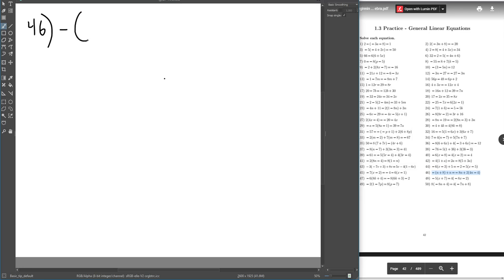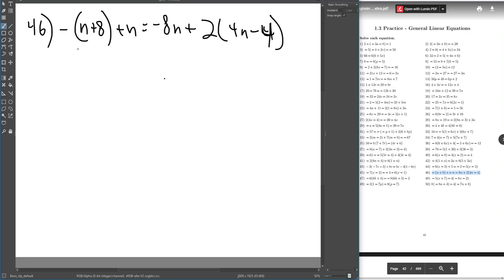46: minus, oh, that's a tricky one, minus (n plus 8) plus n equals minus 8n plus 2(4n minus 4). Those 4's never come out right on the computer. All right. So now we do the brackets first. As always, we get blocked because we cannot add or subtract unlike terms. N's and natural numbers are not the same. So let's do the multiplication of this term. Anytime you see a minus sign like this, what they're really saying is minus 1 times this term right here.